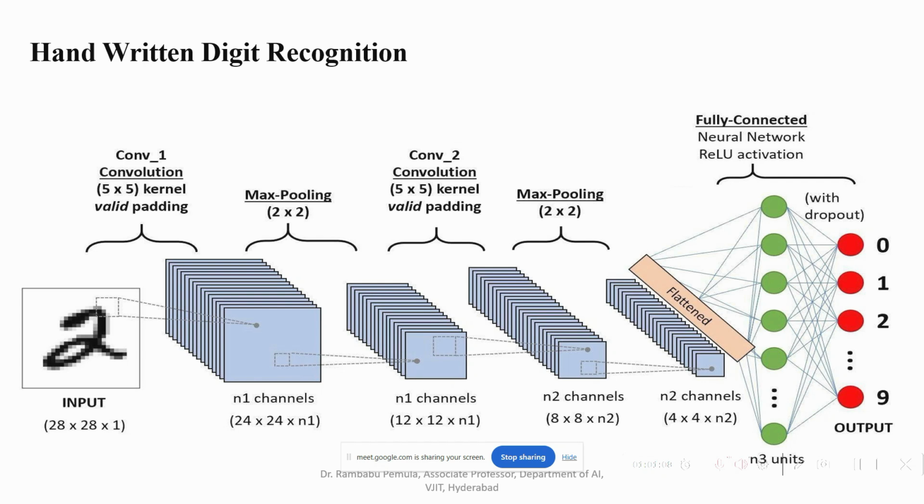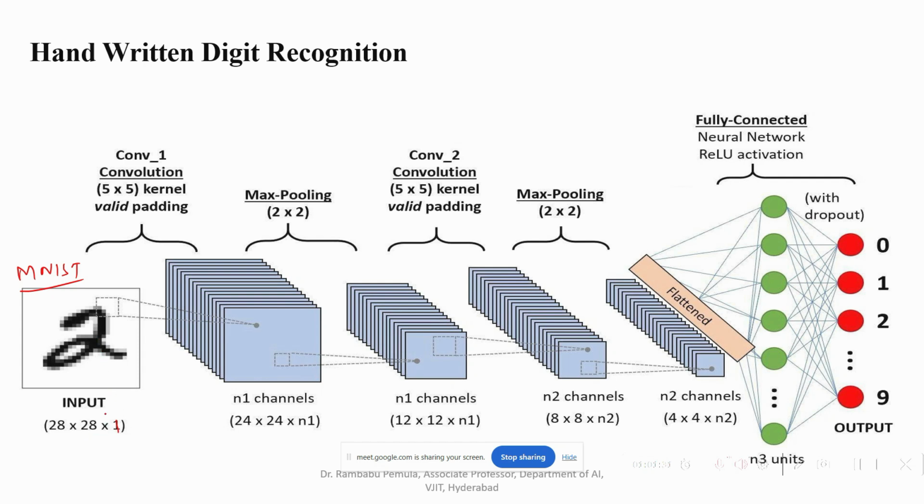So for example here, see this one. In this example, our input image is from the handwritten MNIST dataset. The MNIST dataset contains handwritten digits. This one is a 2. The size of the image is 28 rows and 28 columns, and there is one channel. That is simply a black and white image, a grayscale image. Only one channel is there.